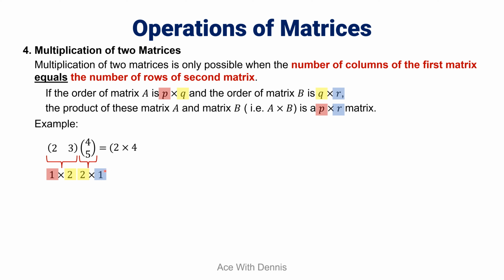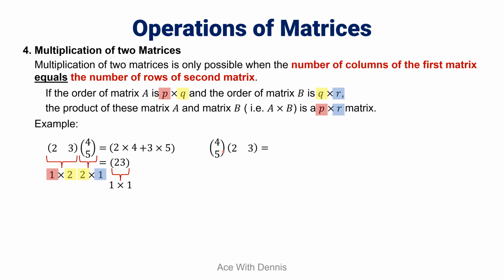So how to multiply? Now 2 times 4 plus 3 times 5, which we get 23. So as you can see, the result is a 1 times 1 matrix. So 1 row, 1 column. Next, let's look at this example.